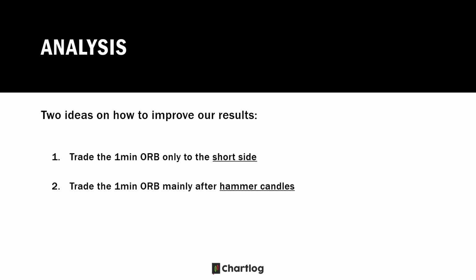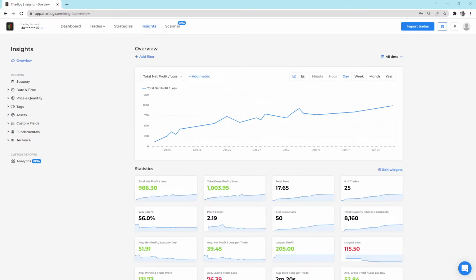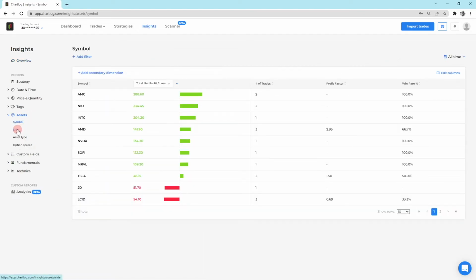So what we need to do is figure out, are we actually better at trading this strategy to the short side than to the long side? And are we actually better at trading this after hammer candles? Does it work better after hammer candles than it does after other types of candles? And for that, we go back to the insights section and click on assets and side.